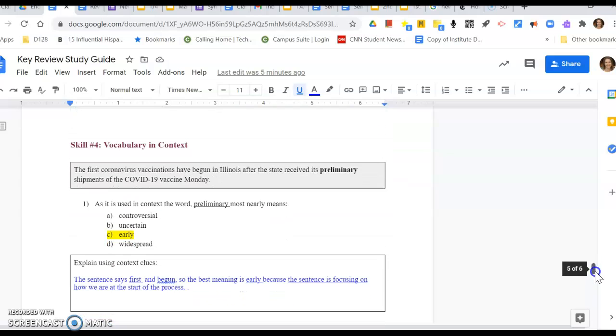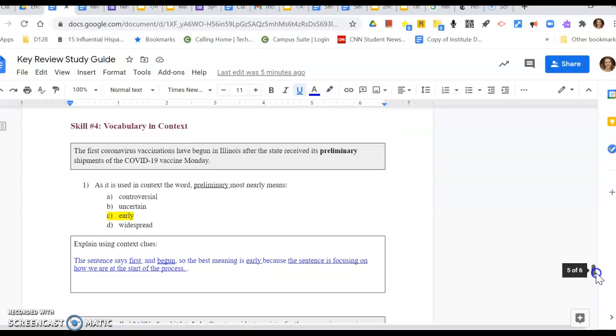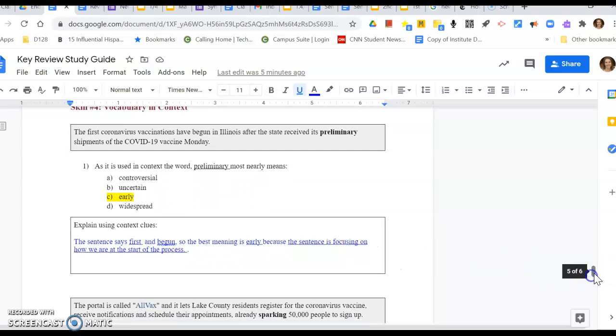Last couple of questions were vocab and context. The first question asked about preliminary. The best answer was early. A couple things I might have pulled out from the sentence would have been first and begun. Both of those tell me that I'm at the beginning of the process. So the sentence says first and begun, so the best meaning is early, because the sentence is focusing on how we are at the start of the process.